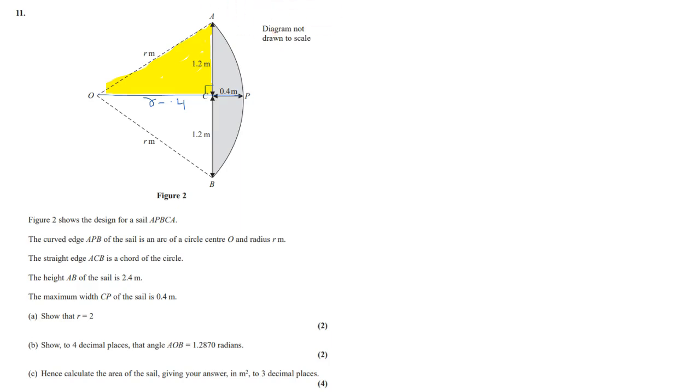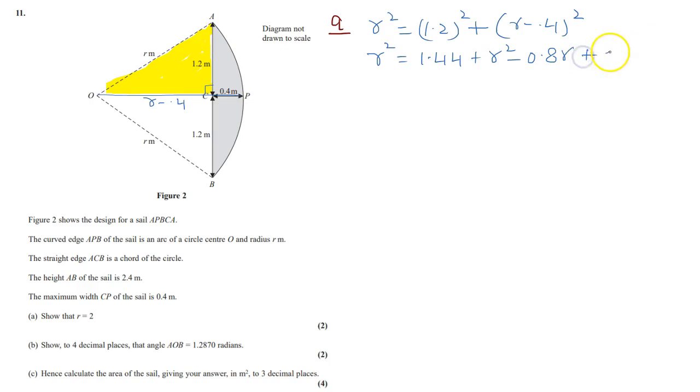So in this right angle triangle, the hypotenuse is r square is equal to 1.2 square plus the base r minus 0.4 square. So 1.44 plus r square minus 0.8 r plus 0.16. R square cancels. So 1.44 plus 0.16 is 1.6 minus 0.8 r. So r is equal to 1.6 over 0.8. So r is 2.